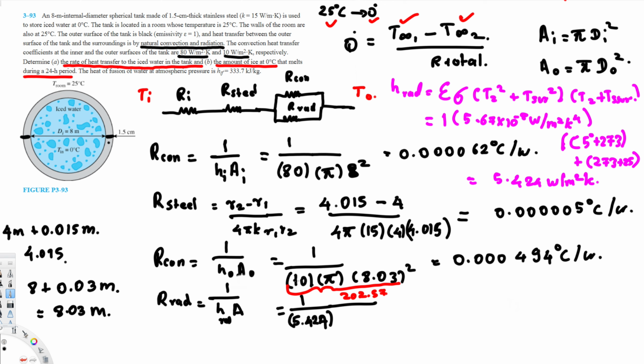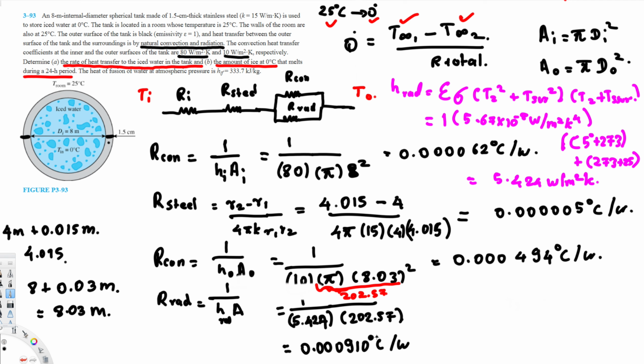So we can write this one right here. So without this 10, right? I'm just looking at the area. Okay, without that 10, this value is going to be 202.57, and this is going to be 5.424 times the area. Area of this one is 202.57, and if you calculate this one, that's going to give you 0.000910 degrees Celsius per watts.